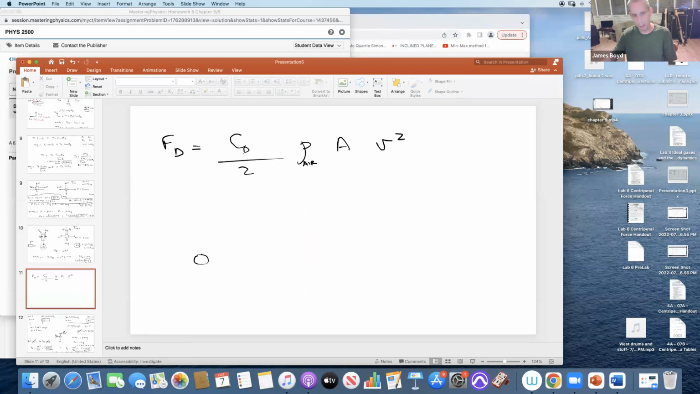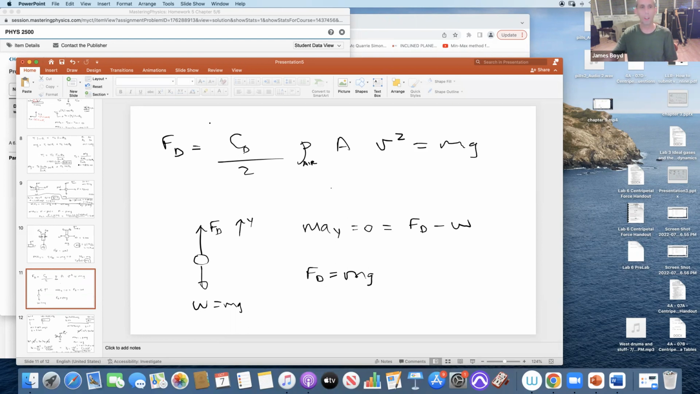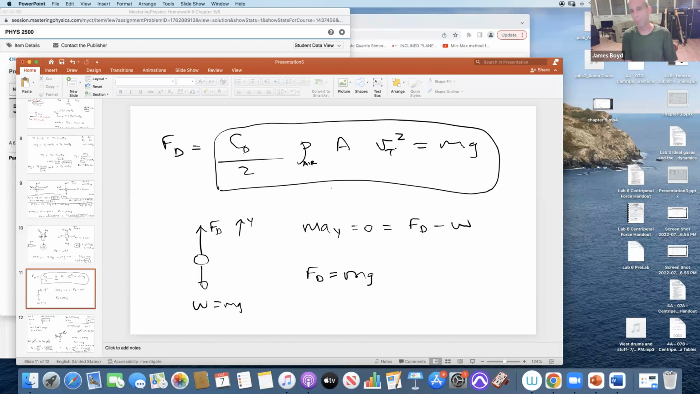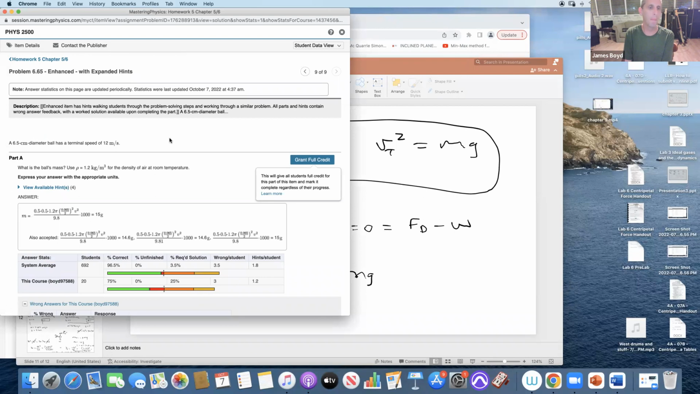Now, terminal speed is reached when the force of drag and the weight basically cancel each other out. So let's say that y is that way, but when ma_y is 0, it is equal to the force of drag minus the weight. We know the weight is mg and the force of drag is that. So we have F_D equal to mg, or all of this stuff is equal to mg at terminal velocity. This is the only time it's true. Otherwise, we'd have to do some integration and stuff.